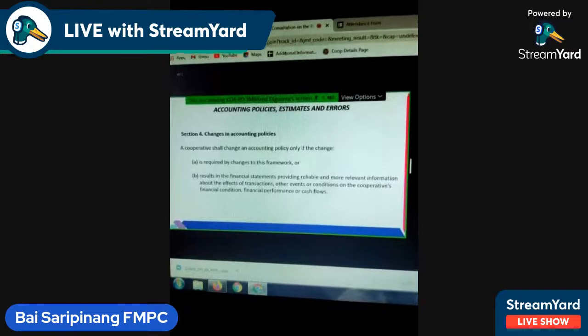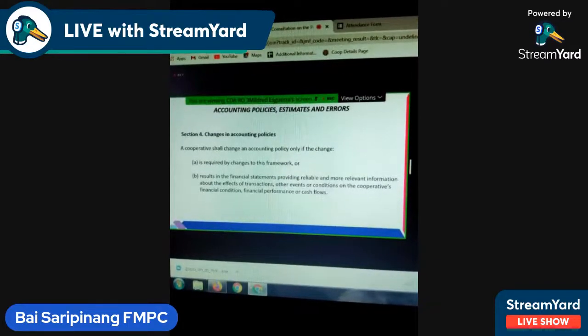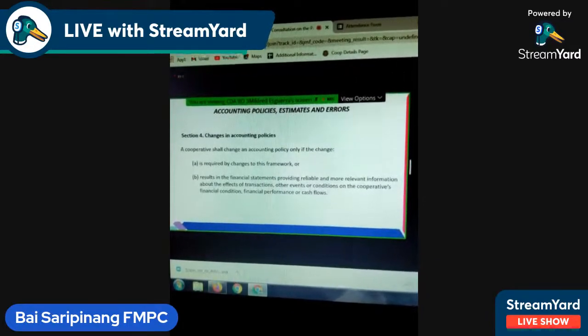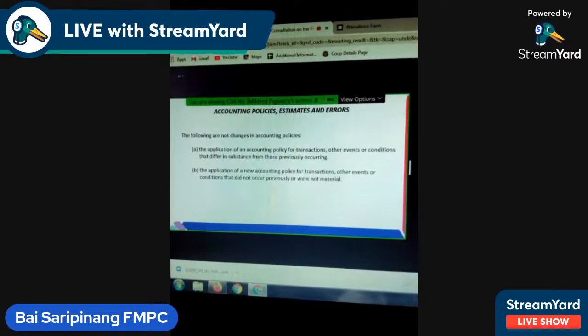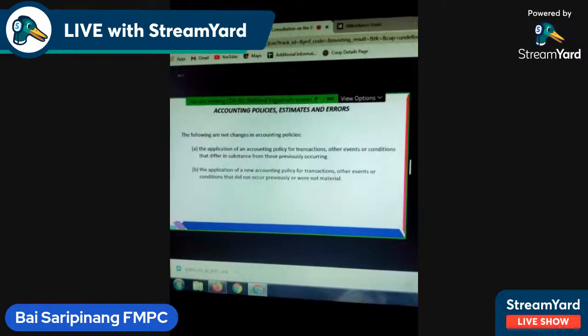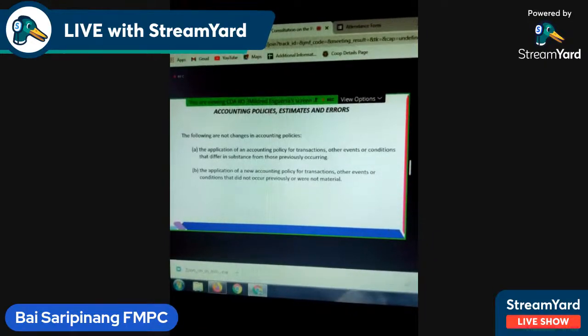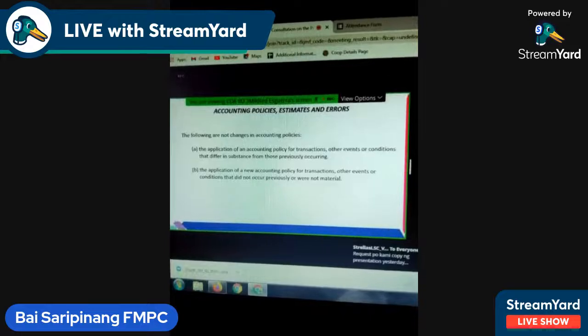So, kailangan po, yan po ay present pa rin po natin. If required by changes of this framework or result in the financial statements providing reliable and more relevant information about the effects of transactions, other events or conditions on the co-op's financial condition, financial performance, or cash flow. So, dati na po ito, 6 na taon na po itong PFRF natin. Sana kayo naman po ay familiar na sa itong mga accounting policies na to.